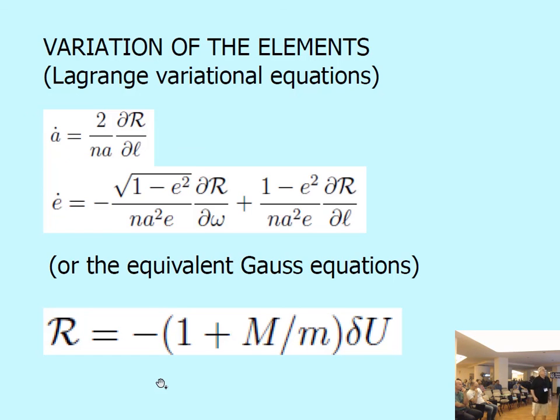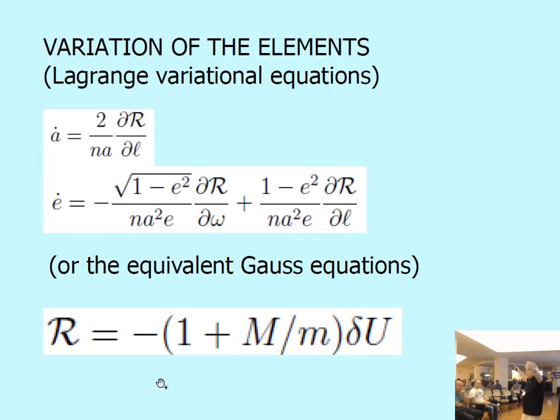Well, so now to continue, I want to know what happens to the orbit of the planet, the orbit of the second body around the first one. And then I use Lagrange variational equations, so something that is standard. No one has disputed them. So I use these two equations. Equivalent, I can use Gauss equations. The same remark as yesterday.